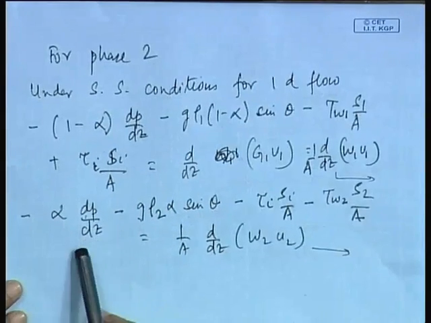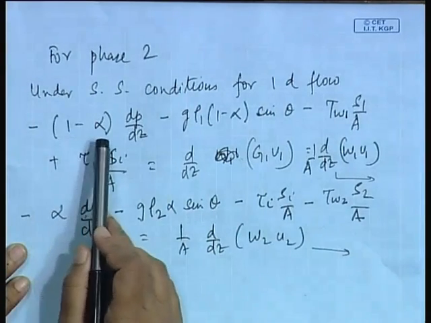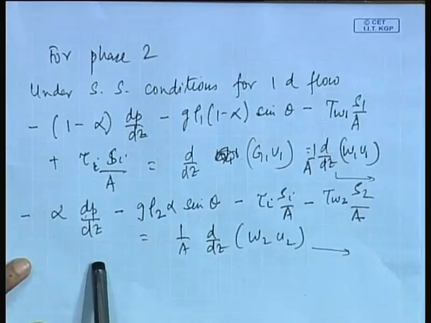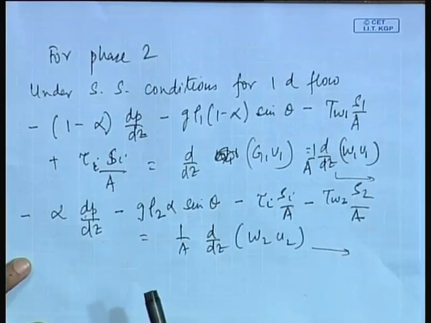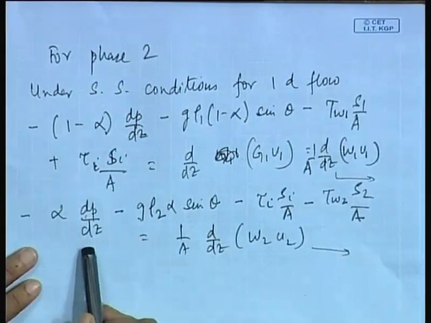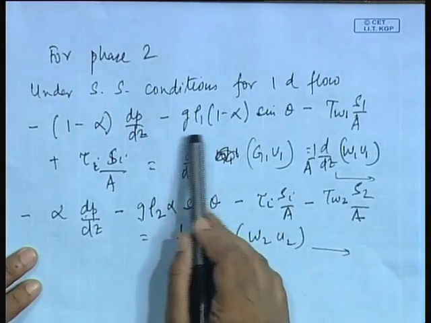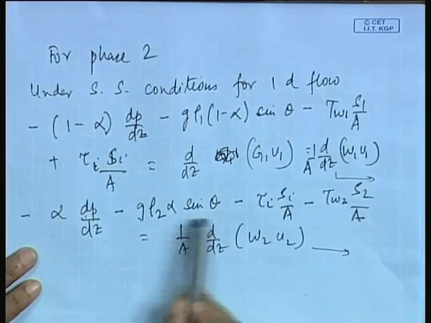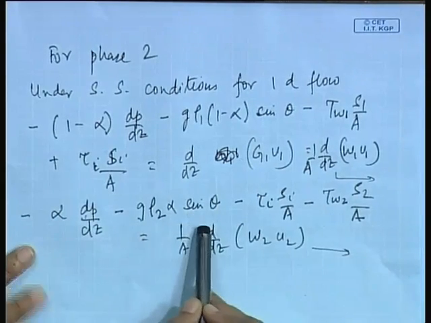Just try to see, you get (1 minus alpha) dp/dz plus alpha dp/dz. So, 1 minus alpha plus alpha gives you dp/dz, is it not? So, in that way you get dp/dz. Here what do you get? g rho 1 (1 minus alpha) sin theta, g rho 2 alpha sin theta. It is simply g rho_tp sin theta.